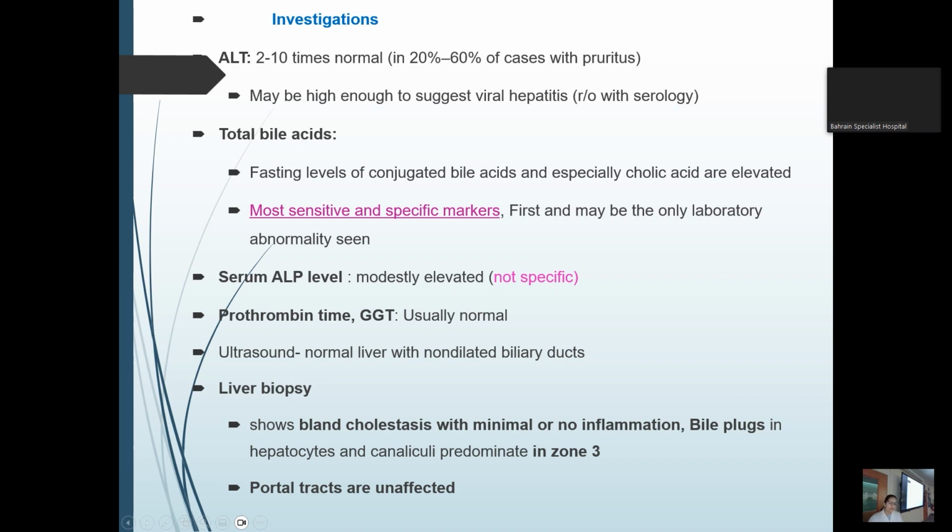In the ultrasound, a normal liver with non-dilated bile ducts is seen. Liver biopsy is rarely done. Whenever it is done, it shows bland cholestasis with minimal or no inflammation. Bile plugs in the hepatocytes and canaliculi are seen predominantly in zone 3, and the portal ducts are unaffected.